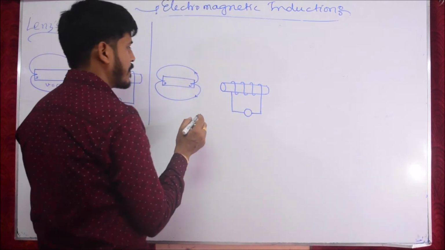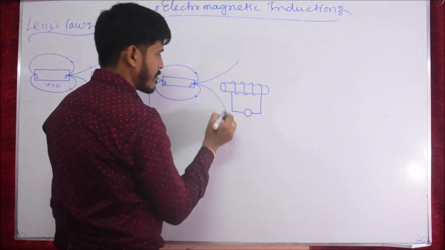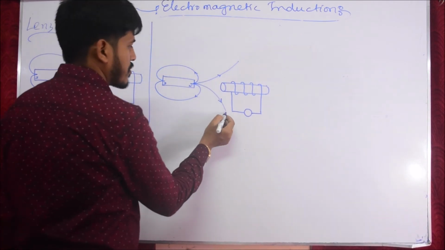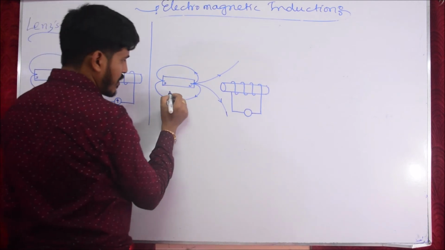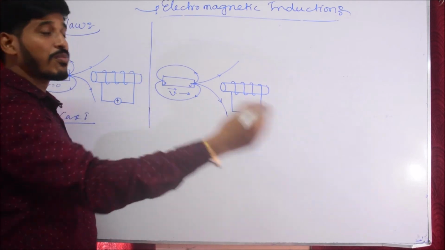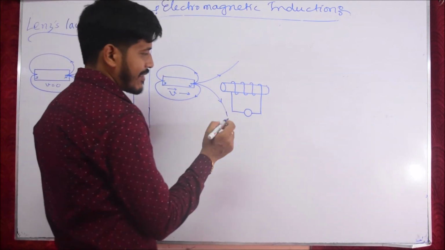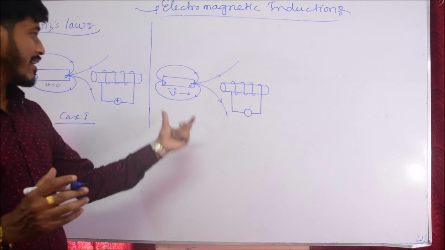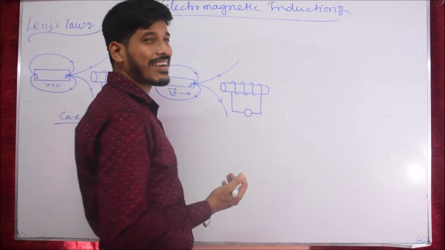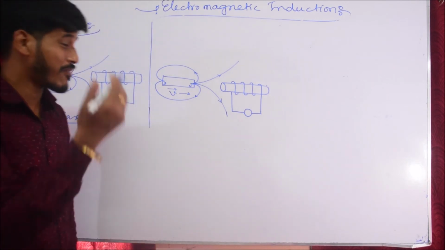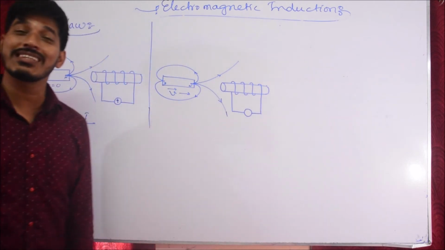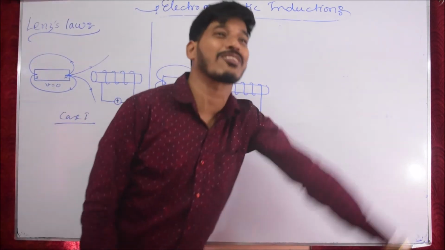Now you see, if the magnet is moving along this direction towards the coil, then as the magnet is moving, there is a change in magnetic flux, and as there is a change in magnetic flux, there is a generation of induced EMF. Now, what is the direction of induced EMF? The direction of induced EMF is in such a way that it opposes the cause.